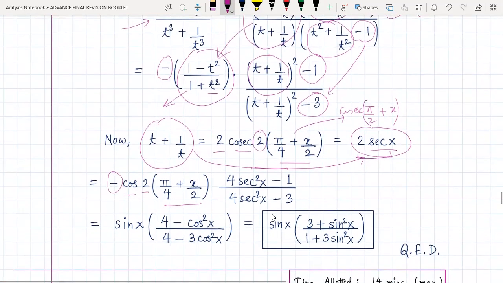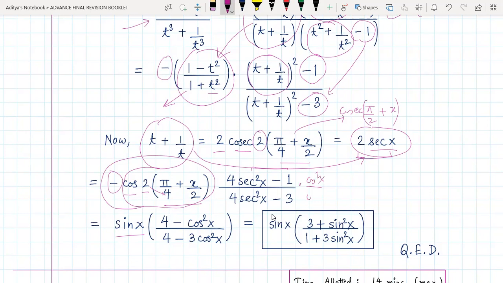Now I'm just going to observe that this entire thing becomes sine of x, because cos of pi by 2 plus x is minus sine x. Minus into minus becomes plus. And here I have multiplied by cos square x in both numerator and denominator. So this is the expression that we obtain. After converting this into sine square x by writing it as 1 minus sine square x, we obtain our final answer and the final expression.